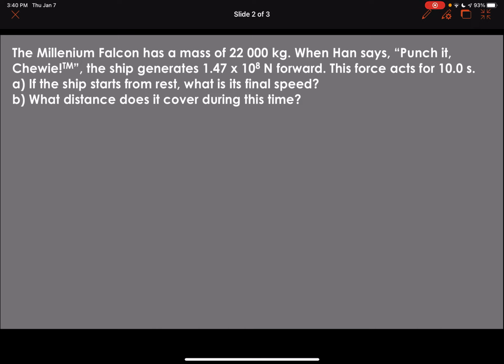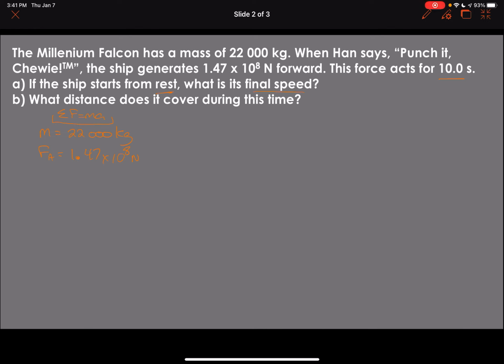So let's write down what we know. What we've got is a mass. The mass of this ship is 22,000 kilograms. We've got a force. Okay, so I would call this an applied force, 1.47 times 10 to the 8 newtons. Then we've also got a time. We know that the ship starts from rest. What's its final speed? We've got a bunch of force information. So if you think of F equals ma, we've got a bunch of information that can go into that.